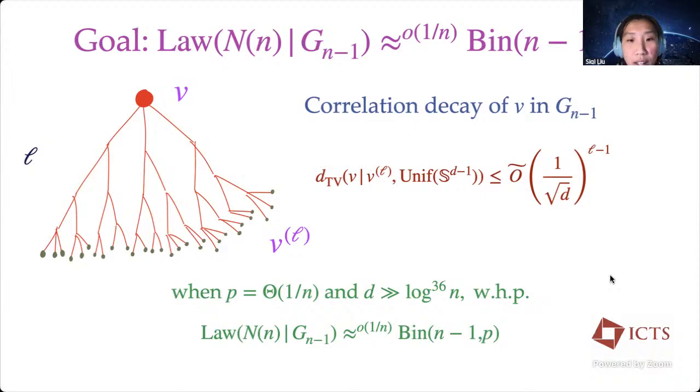Okay, so essentially this finishes the entire proof. It's just saying the log 36 comes from the fact that we want this correlation decay to show up in our calculation. And the reason we can only do this improvement for the very sparse regime is because in the sparse regime is where we can actually get this locally tree-like property. But this argument doesn't quite work for the dense regime.